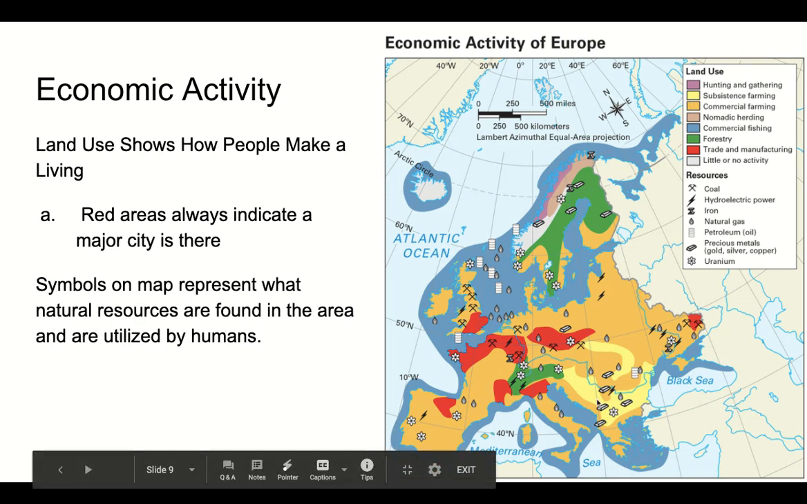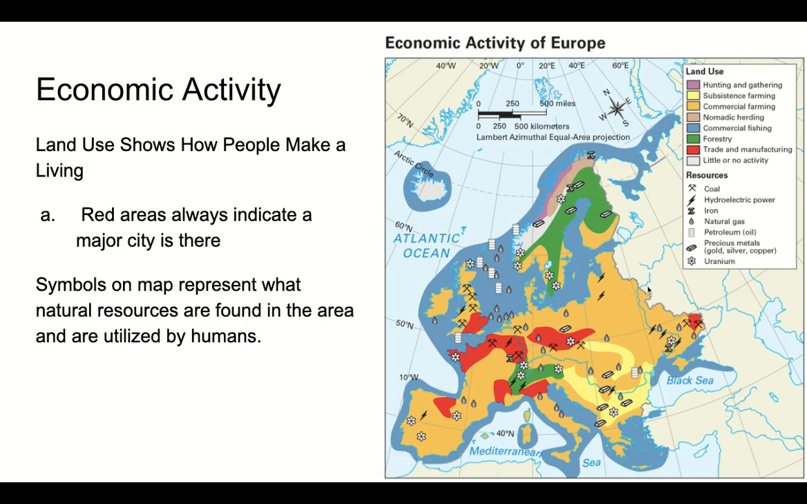Subsistence farming is where you have people who farm only to provide for their own family. On the other hand, commercial farming is where they produce huge amounts of corn or whatever cash crop for them to sell. And then you have nomadic herding. Again, that's in very isolated areas. You tend not to see that very often. And then commercial fishing is all in blue. Basically, they're out there fishing in large quantities to be able to sell fish, whatever fish they can.